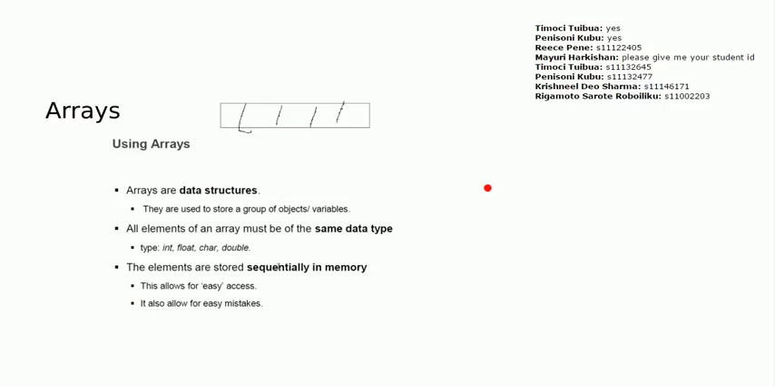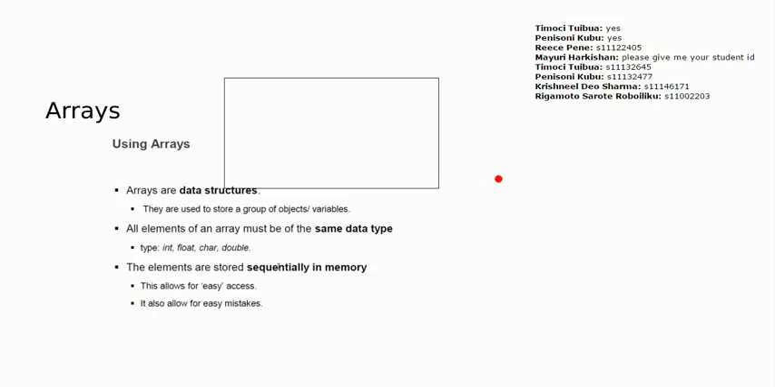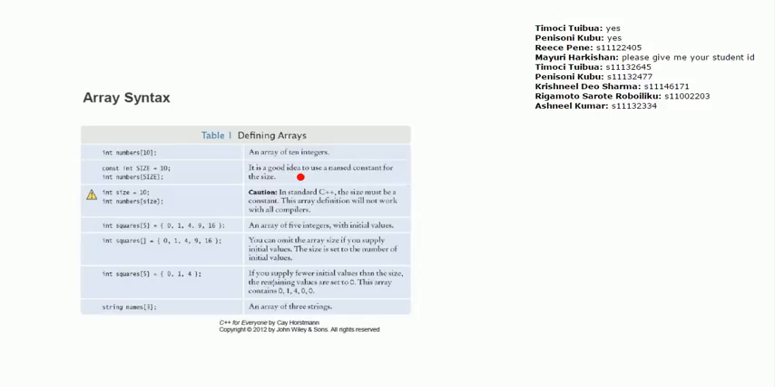So if there is your RAM, there's a RAM here, and then you cannot have your index 1 over here and index 2 over here. Can't have that. It has to be side by side, sequentially, right? So let's move on. This allows for easy access, and it also allows for easy mistakes. Interesting, right? Let's move on and look at the array syntax.